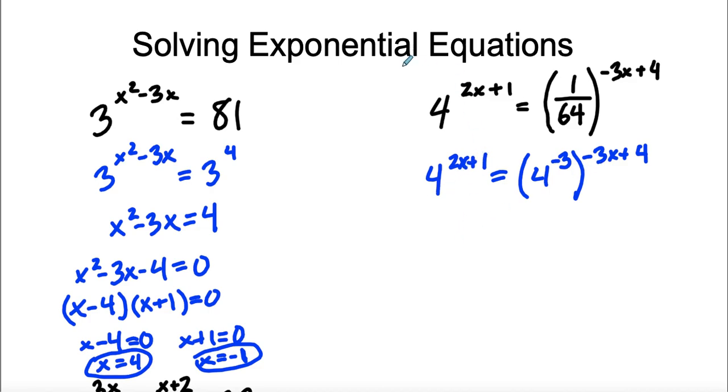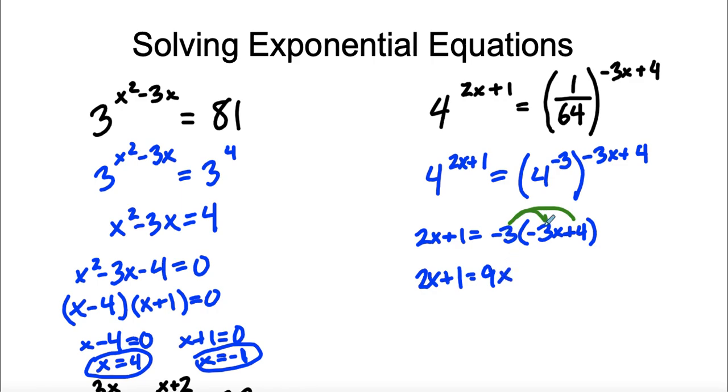So now I can set these equal to each other, just the exponents. So that's going to be 2x plus 1. And a key thing here is you need to multiply this. So you want to write the negative 3x plus 4 in parentheses, because when you do this, you need to remember that I'm going to distribute here. Okay, and this is negative 3 times negative 3x plus 4. The exponent property says that we multiply. So now I'm going to go ahead and simplify this equation. I got 2x plus 1 equal to 9x, negative 3 times negative 3, minus 12.